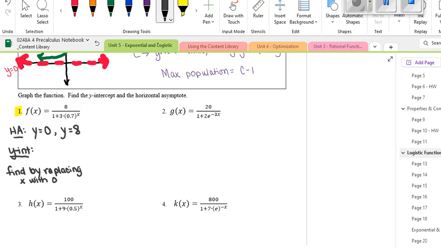And I can do that very nicely without a calculator because I'm going to remind myself that any number to the power of 0 is always 1. So when I start in that denominator, I'm going to start with a 0.7 to the 0 power. That gives me a 1. 3 times 1 is 3, plus 1 is 4. And 8 over 4 is 2, making my y-intercept 0, 2.